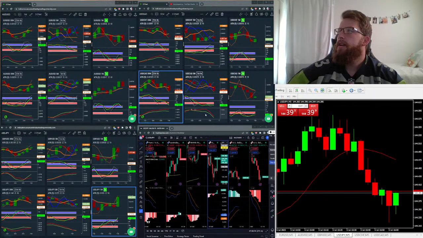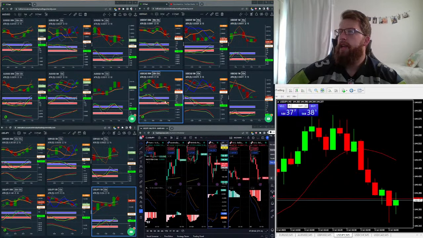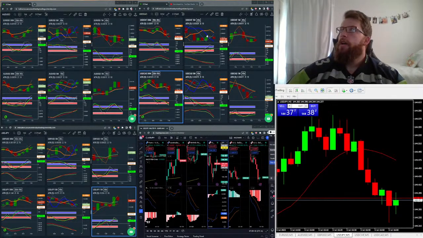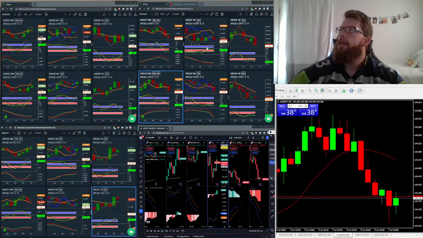So basically, on the UCAD, this is the UCAD pair here, probably going to want to see some kind of pullback. This is looking nice and downtrendy. This is looking a little exhausted here, so maybe let's find a little pullback and start going back down again. Looks like on the Chief, we're getting a little pullback. And now we are just waiting.